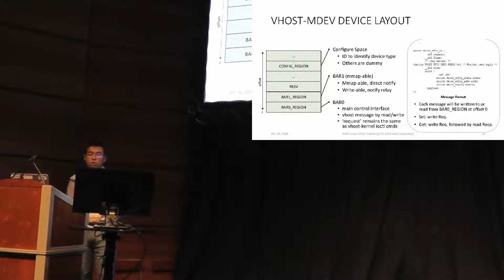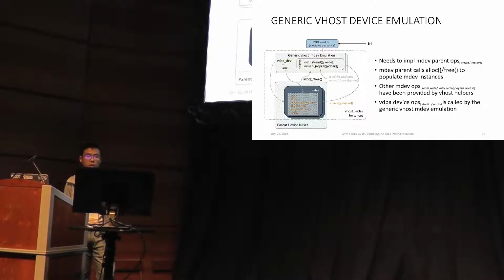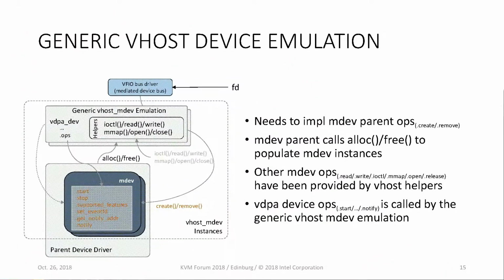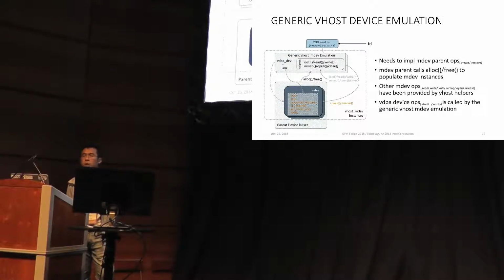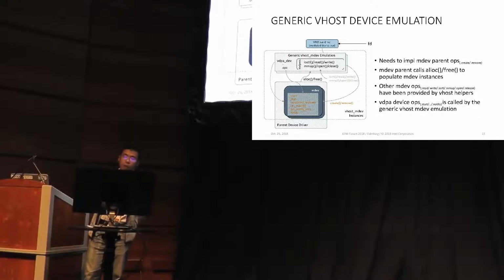So all the messages go through the read/write function syscalls. For set, we just write, right? For get, we write the request and then read to get the response. So that is a simple device layout. Then what we provide are the helper functions. In the helper functions, we provide a VDPA device, which provides the basic functions to pass all the vhost messages. We provide ioctl, read/write, mmap, open and close. You don't need to develop these for each individual device.